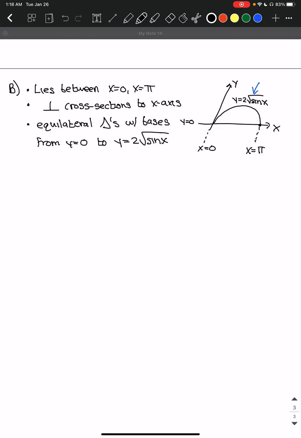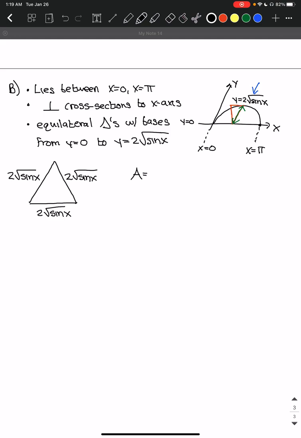So the next big important piece of information is the geometry of our cross sections. They're equilateral triangles, and our bases are running perpendicular to the x-axis from y equals 0 to y equals that function. So it looks something like that popping out of the page at us. Let's extract that geometry. We know the base is 2√(sin x) because it's this distance here. But since it's equilateral, this side length has to be that as well, and so does this one.